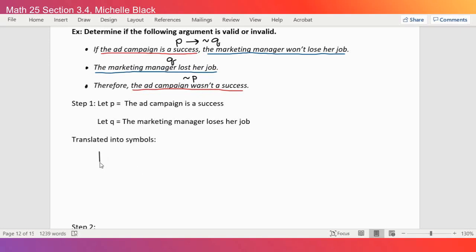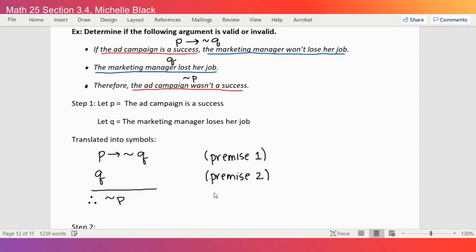So how I would write that is if P, then not Q. Underneath that, I'm going to write my second premise, which is Q. Then I'm going to draw a line and draw these 3 dots in a triangle, which means therefore, not P. In words, what I just wrote was premise 1 over premise 2, therefore conclusion.